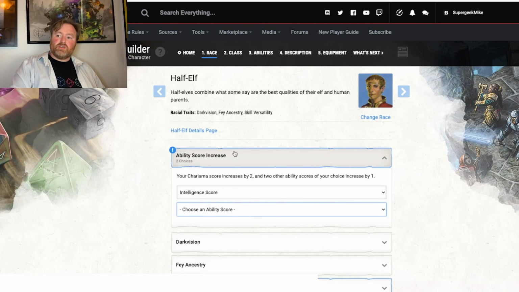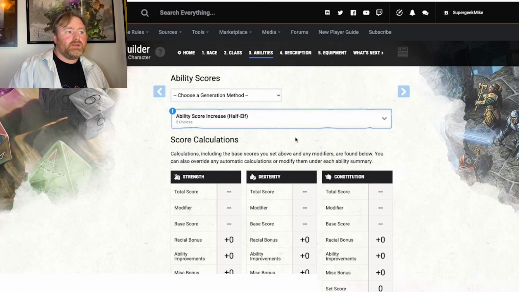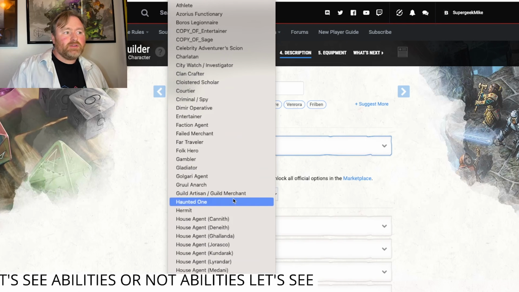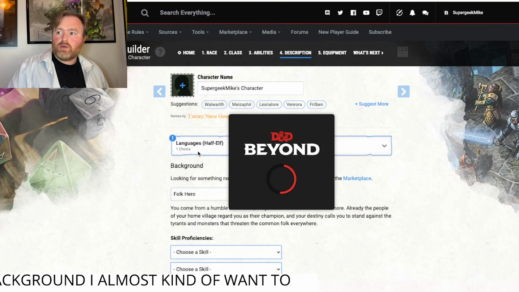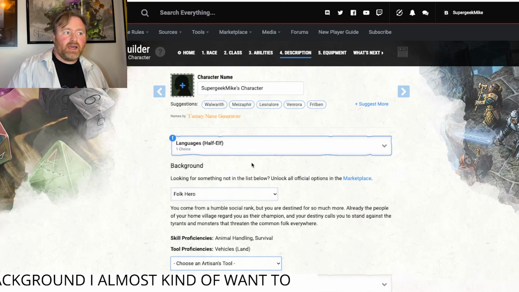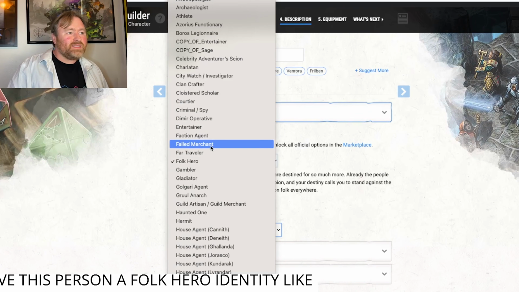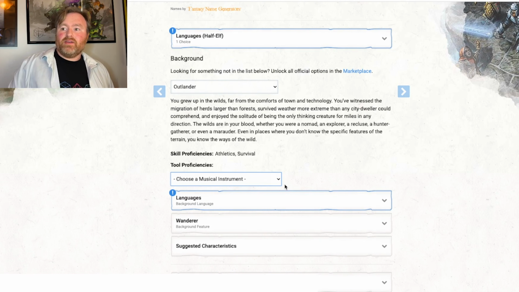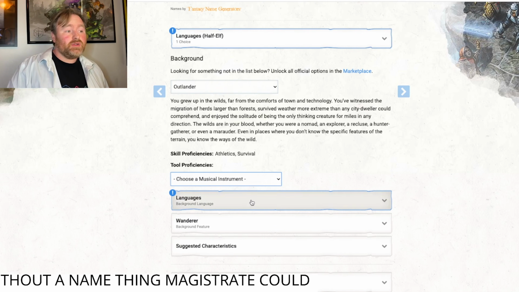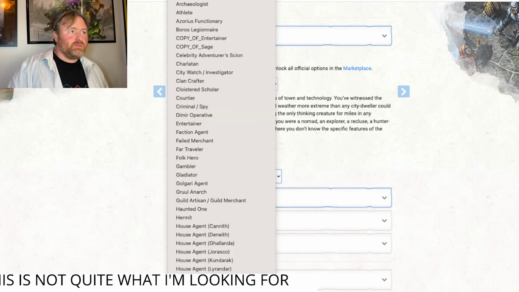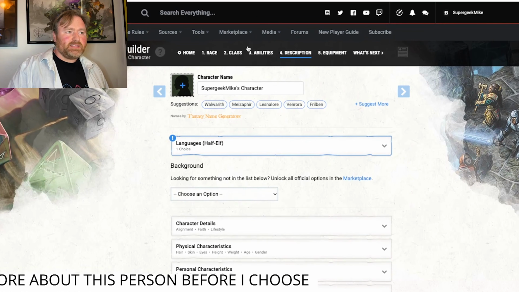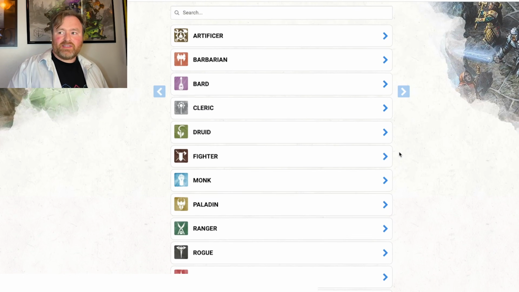Now, what class should this person be? Well, let's see. Background. I almost kind of want to give this person a folk hero identity. Or is Outlander more accurate in a weird way? Oh, interesting, Owlbear. If you wanted to go with the man without a name thing, Magistrate could literally be his name. That's true. Yeah, I need to figure out more about this person before I choose a background. So we'll come back to that. Any of these could work for this character.